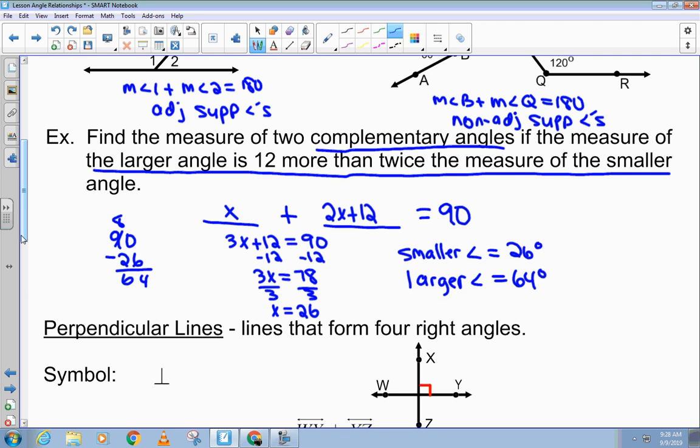But I also could take the smaller and multiply it by 2 and add 12, because the larger is 12 more than 2 times that. So you could do it either way. Any questions on what I did there?